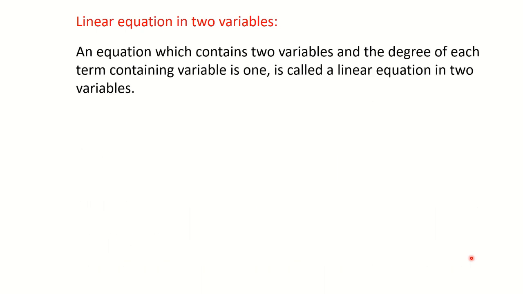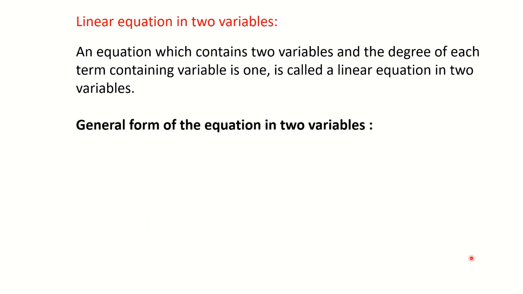The equation which contains two variables, for example x and y or p and q, and the degree of each variable should be 1, then the equation is called a linear equation in two variables. After that, we have seen the general form of linear equation in two variables. The general form is written as ax plus by is equal to c, or ax plus by plus c is equal to 0. We are going to follow the first general form to solve the equations here. Solutions we are going to find by using this form.